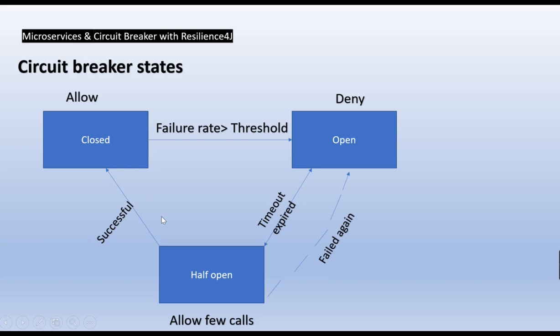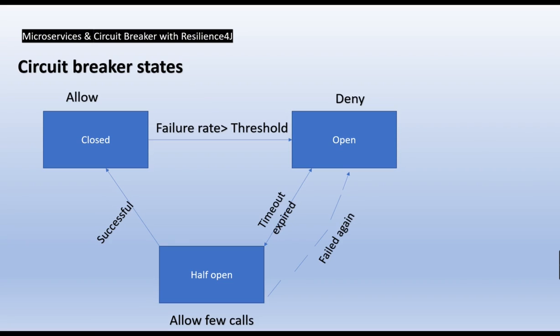Suppose few calls are successful, then it will be allowed a few more calls. If those few more calls are also successful, it would be in a ready state, 100% in a ready state. Then the status changes to closed. That is the reason we are saying that circuit breaker has three states: closed, open, half open.